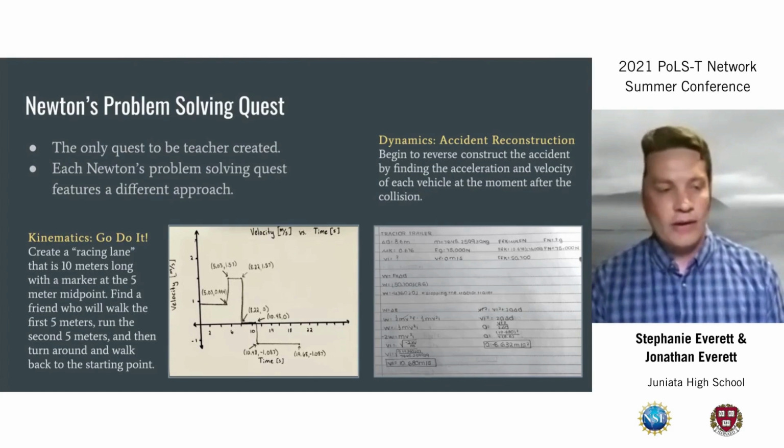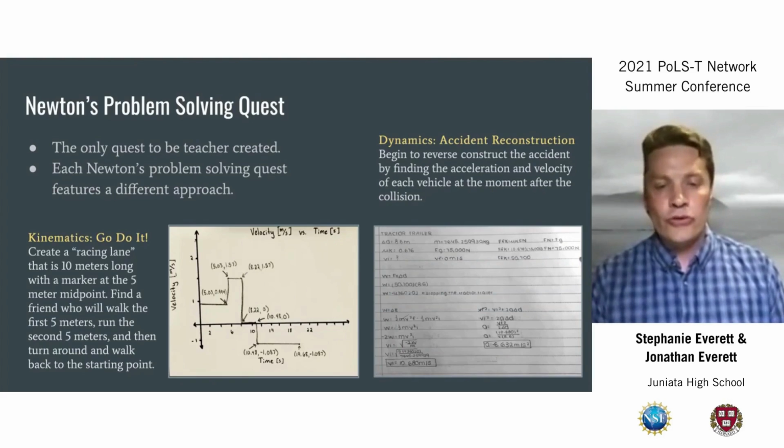So 2 examples I have up here: the quest at the end of the kinematics unit is a go-do-it quest. The students will choose 6 or so activities from a menu of activities to do mini experiments at home. And then they'll often be asked to collect real, authentic data from those mini experiments, and then to either solve problems or to generate a graph or to make a diagram to show their evidence of learning from those mini experiments. So what you can see in this particular example, a student set up a racing lane where they walked some of it, they ran some of it, and then they created the velocity versus time graph for those actions.